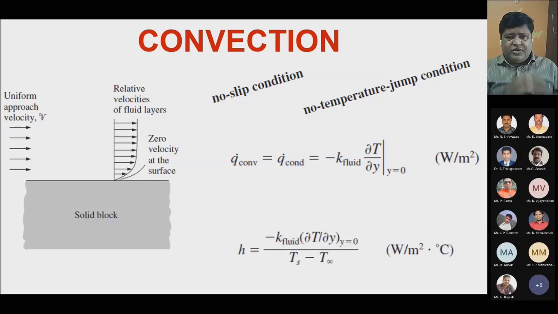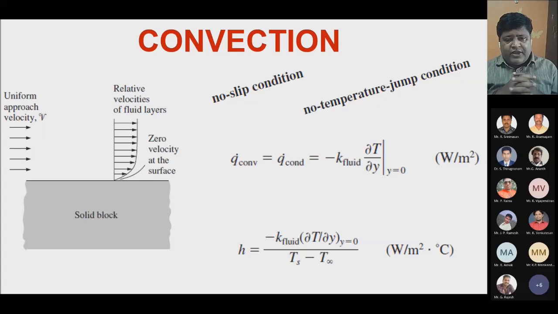And from this you can find out H, because in the first equation, instead of Q convection, you can use the formula H into Ts minus T infinity. So if you want to find out H of any fluid, this is one of the ways in which you can do practical measurements, where you can find out dou T by dou Y at the surface, very close to the solid block, using a hot wire anemometer.